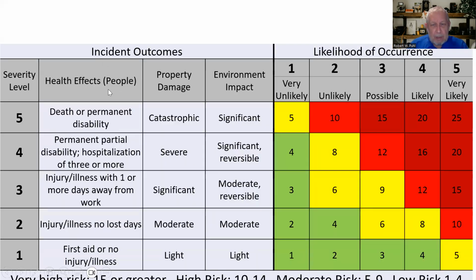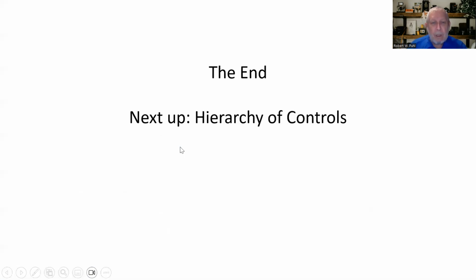Again, this is what it looks like. It's pretty simple. 5 times 5 is 25, as you can see. 4 times 4 is 16. And again, the color coding is just to make it easier to interpret and read. So that's pretty simple. The risk matrix is pretty simple to use. And so the next step is the hierarchy of controls. So I'll see you in the next one.